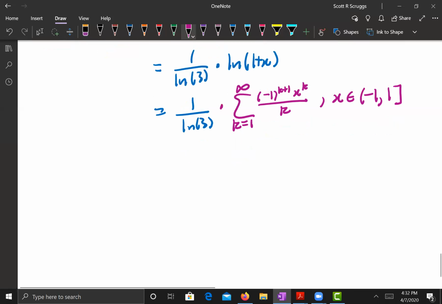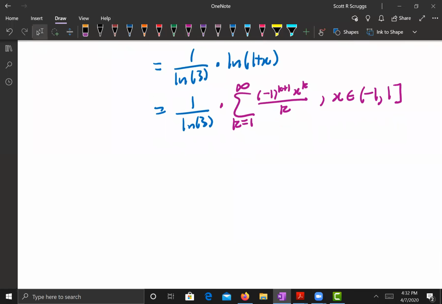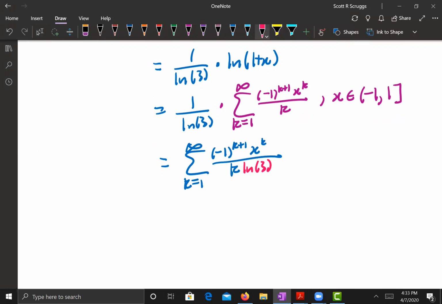But natural log of 3 is just a constant. So I can rewrite that as the sum from k equals 1 to infinity of negative 1 to the k plus 1 power, x to the kth power, over k times natural log of 3, as my power series representation for that problem.